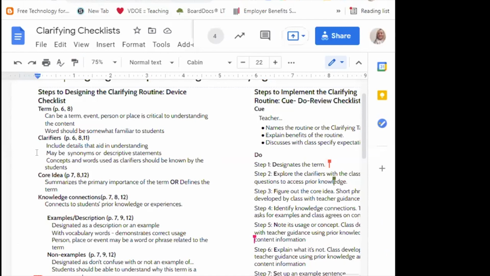They may be a synonym or descriptive statements, and also concepts and words can be used. But please make sure everything is known by the student. The last thing you want to do in trying to help students gain understanding is to use a word they don't know to gain that understanding. So again, this is why co-construction is really good, because you can get the idea of where your students are with their words.